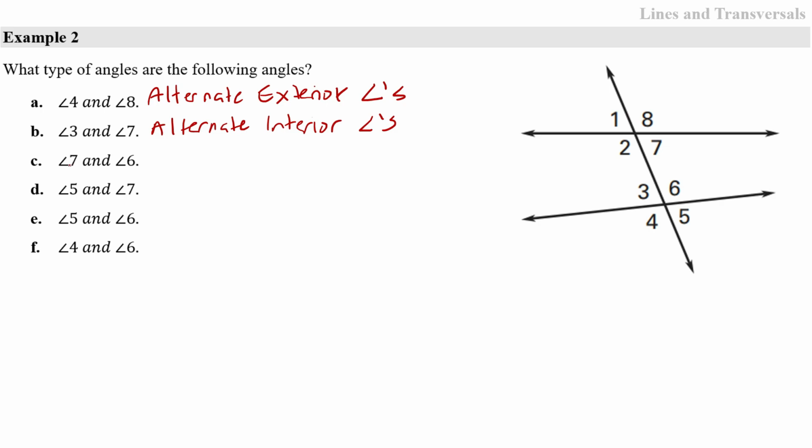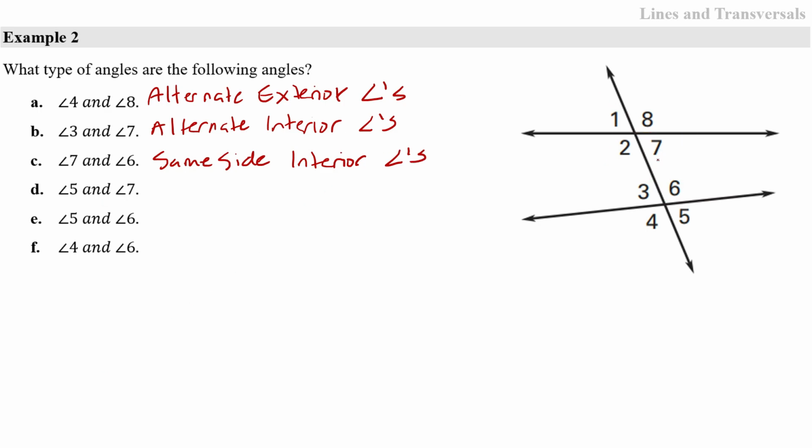For C, angle 7 and angle 6 are these two here. And once again, these are on the inside, so they're interior, but they're not opposite from each other. They're both on the same side of the transversal, on the right side. Those are what we call same side interior angles.